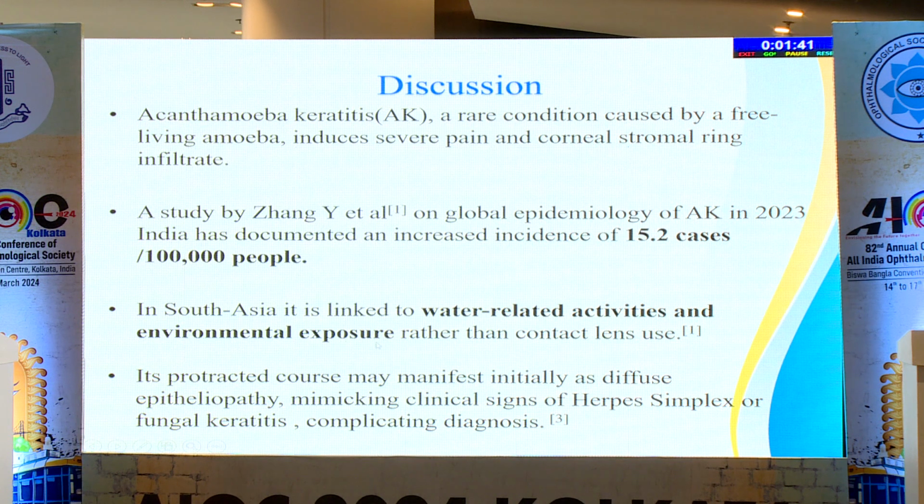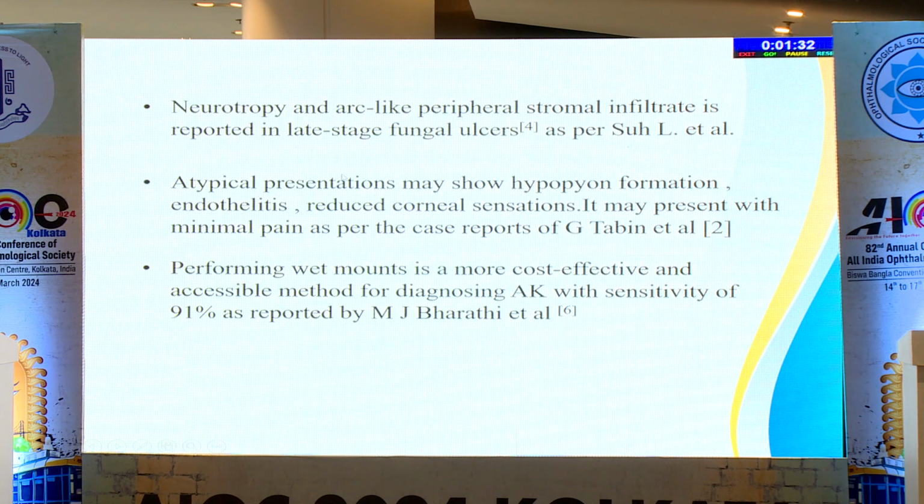Its protracted course may manifest initially as diffuse epitheliopathy, which mimics clinical signs of herpes simplex or fungal keratitis, which complicates the diagnosis. Neurotropy and arc-like peripheral stromal infiltrate is reported in late-stage fungal ulcers as per Sewell et al. Atypical presentation may show hypopyon formation, endothelitis, reduced corneal sensations. It may present with minimal pain as per case reports of G. Tabin et al. Performing wet mount is a more cost-effective and accessible method of diagnosing AK with a sensitivity of 91% as reported by M.J. Bharati et al.